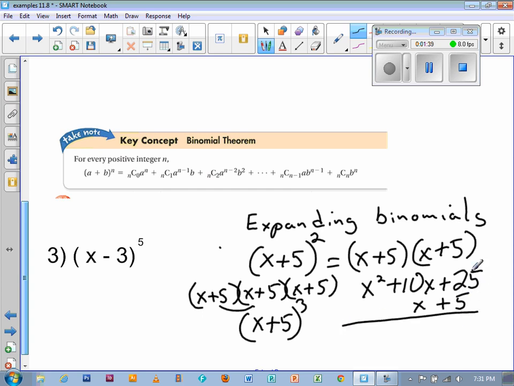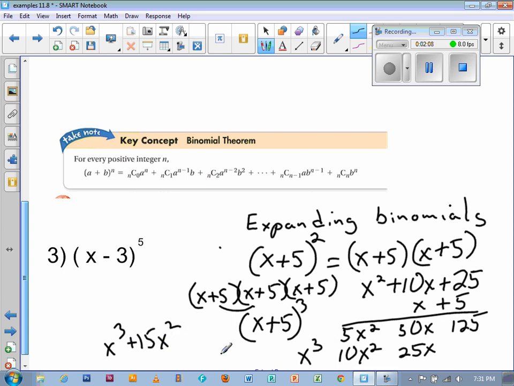You multiply 5 and 25, which is 125. 5 and 10x is 50x. 5 and 5x squared is 5x squared. Then we take x times 25, which is 25x. Notice I'm lining up the like terms as we go. 10x squared would be x times 10x, and x to the third. Add these terms up, you get x cubed plus 15x squared plus 50 plus 25 is 75x plus 125.